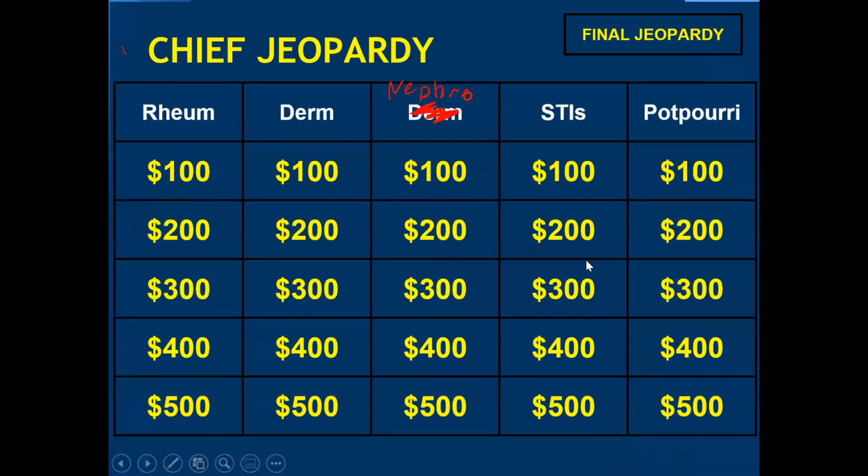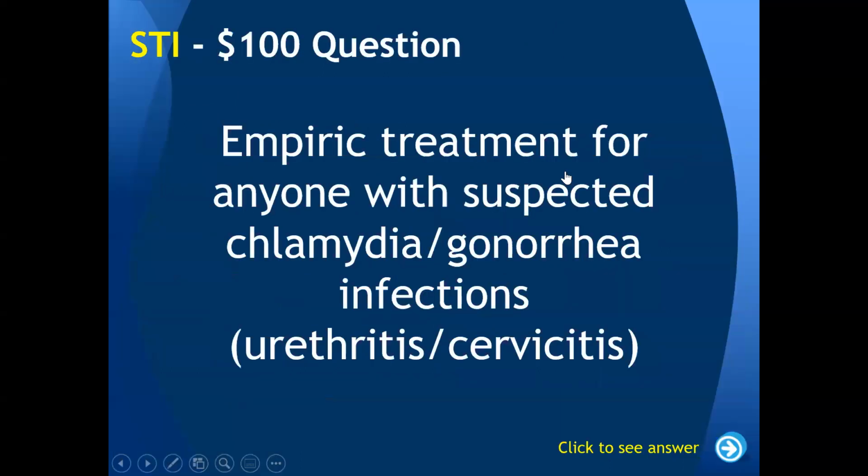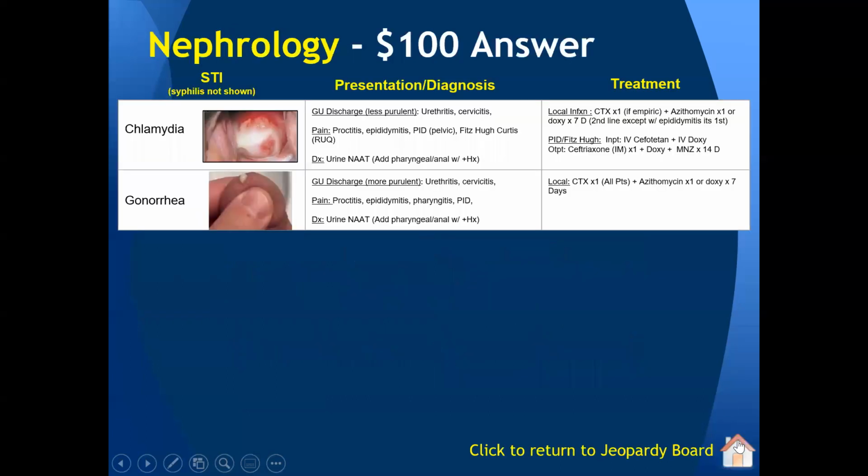What do y'all want to do next? We'll do STIs for 100. All right, STIs for 100. Empiric treatment for anyone with suspected chlamydia or gonorrhea infections. Travis? Ceftriaxone and Zithro. Got it right. So I'm so afraid now. We can go negative, actually. That's the point. My confidence is slashed.